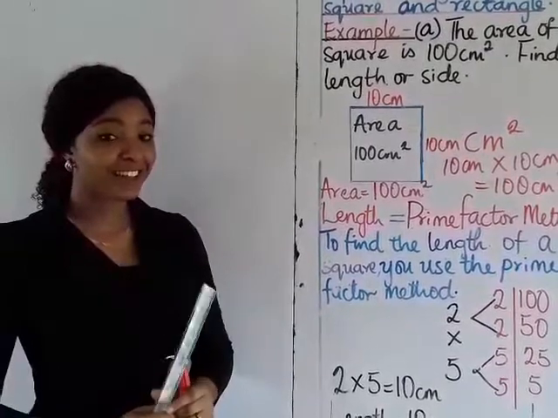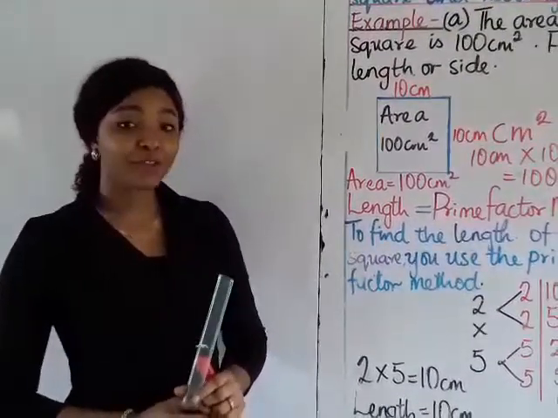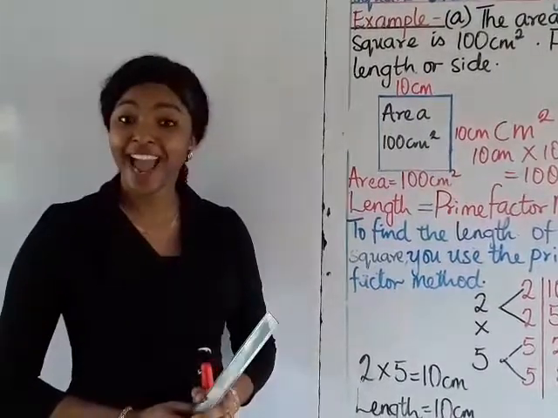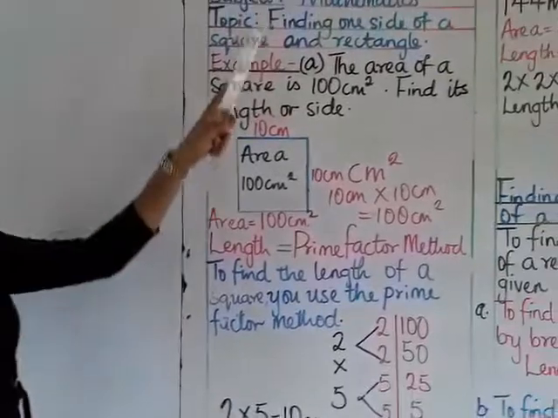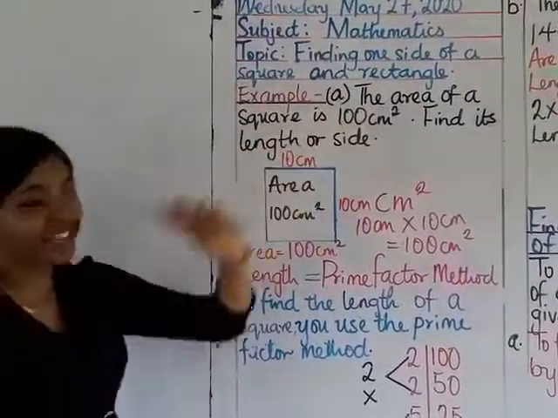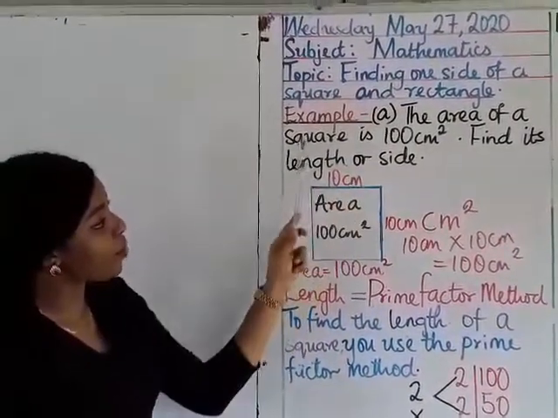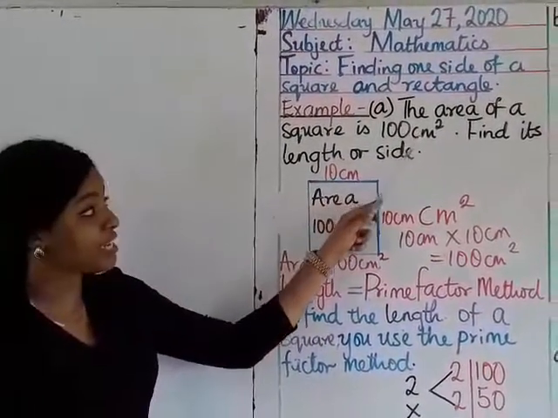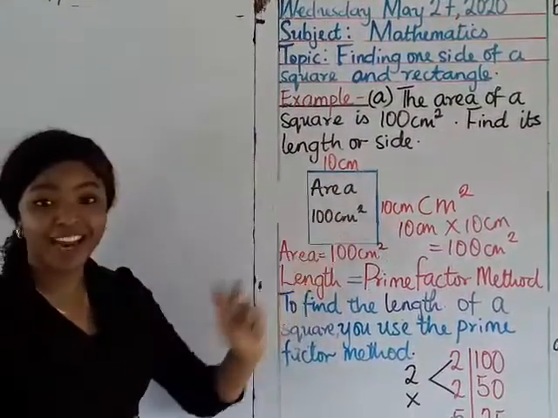In our previous class, we talked about areas of shapes, how to find the area of a square and a rectangle. Today, we are going to be finding one side of a square and rectangle. Example 1. The area of a square is 100 centimeters square. Find its length or side.